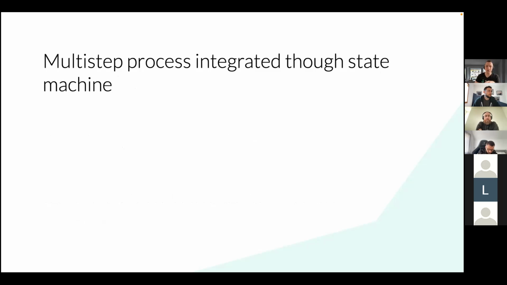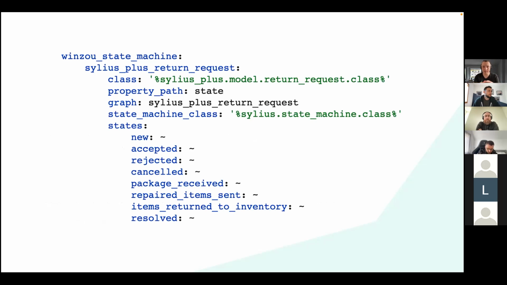Let's take a look into the return request state machine. On the top of it, you can see the quick state machine configuration. If you're not familiar with it, let me just tell you that it's the state machine for the given class, which is return request. The property path, the state field, will hold the current state of the state machine. There's the name of the graph and which state machine class will be used, which is our custom Sylius state machine class, which is with us for many years already.